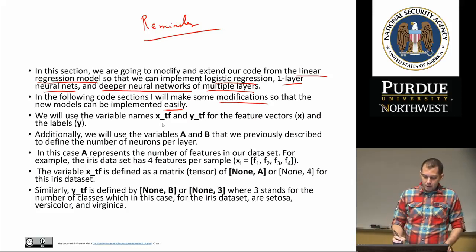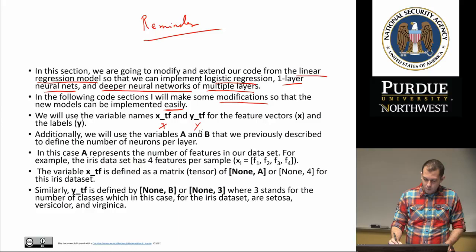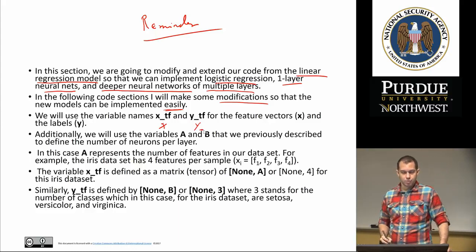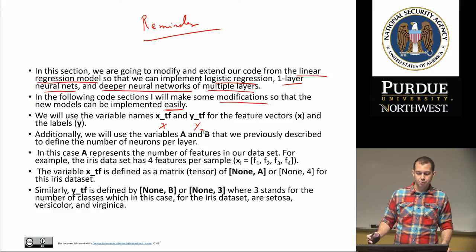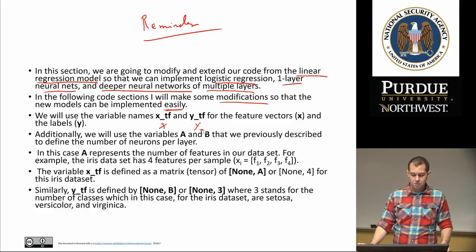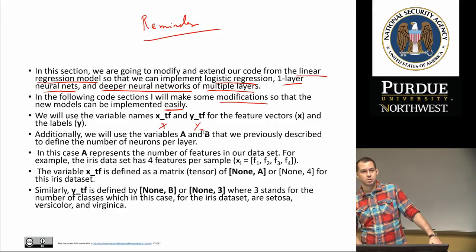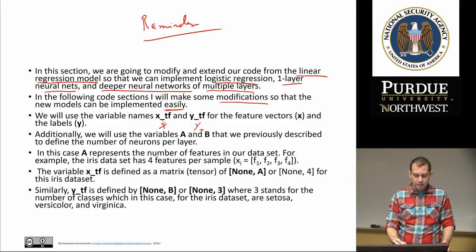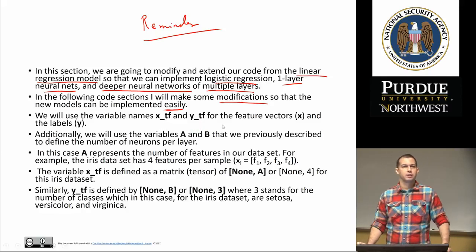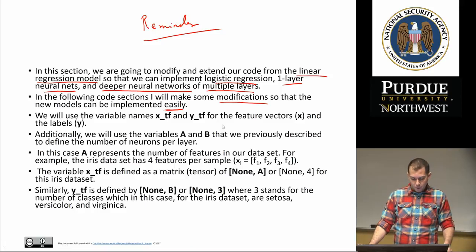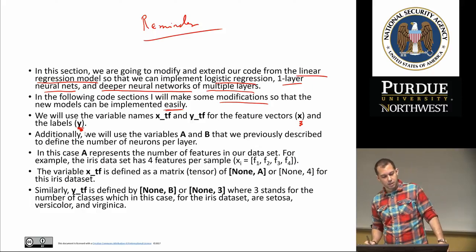So here we will use the variables, whereas before we were just calling them x and y underscore, right? And now I'm going to try to follow a more standardized approach, a naming convention. Whenever I have variables that are directly related to the computational graph in TensorFlow, I will try to add the underscore tf. That stands for TensorFlow. That's just a naming convention, but it should help me to know, oh, this is an element of the graph. So we will use the variable names xtf and ytf for the feature vectors x, so this is our data, our training data or our testing data, and the labels, the training or testing labels.